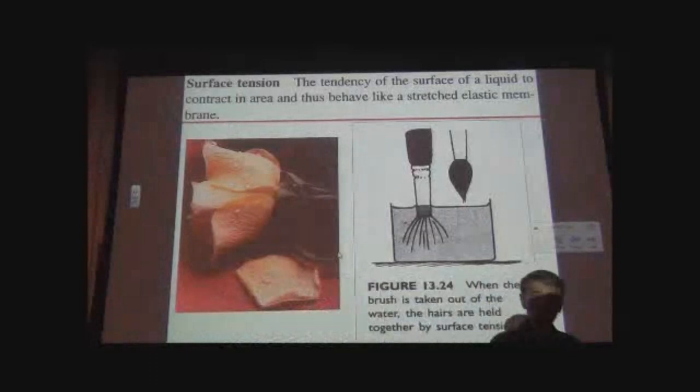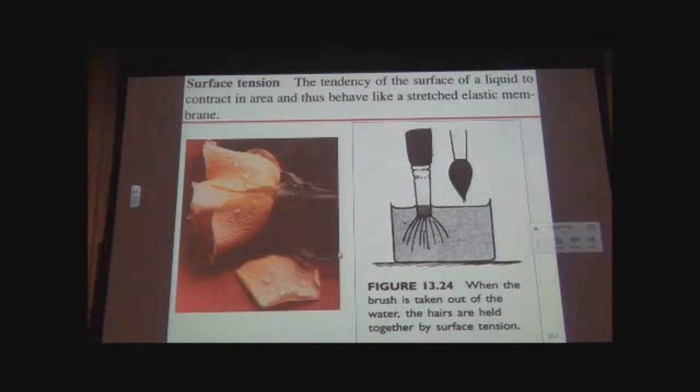Okay, still continuing with liquids, this entire chapter is about liquids. So we're looking at different manifestations and phenomena associated with liquids, introducing the concept of surface tension. You've probably all seen this.